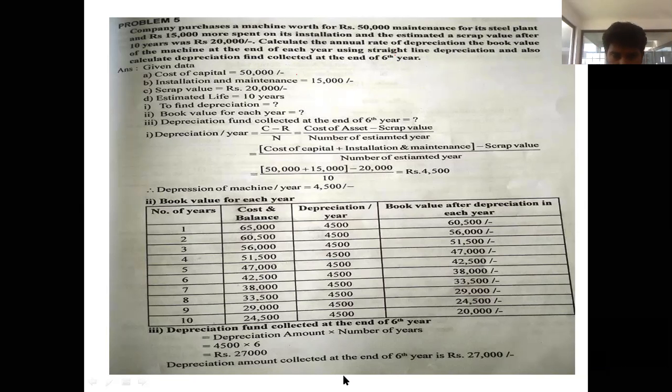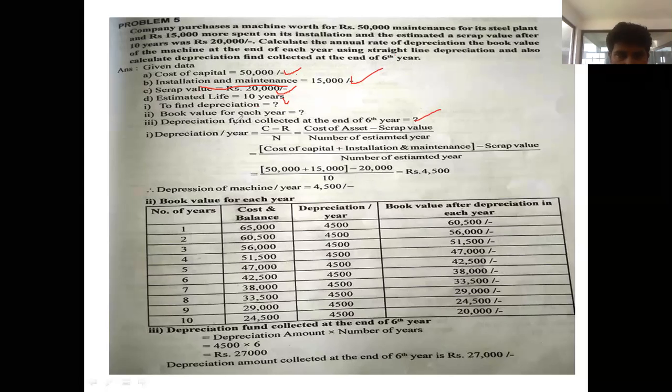This is the given problem. The cost of the capital is 50,000. Installation and maintenance is 15,000. The scrap value or residual value is 20,000. The estimated life is 10 years. Find the depreciation value and book value for each year, and the depreciation fund collected at 6 years.